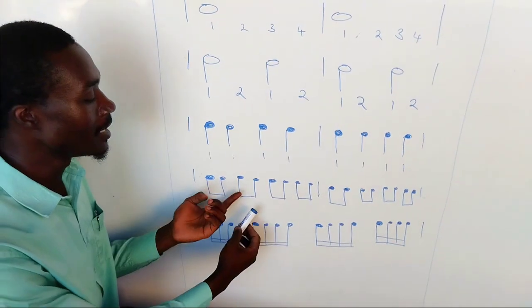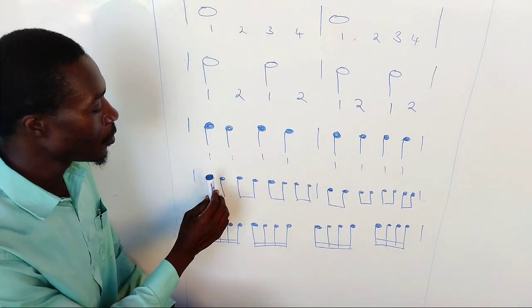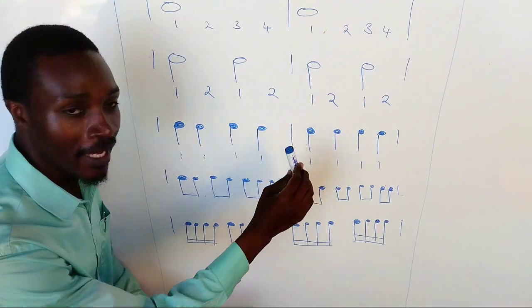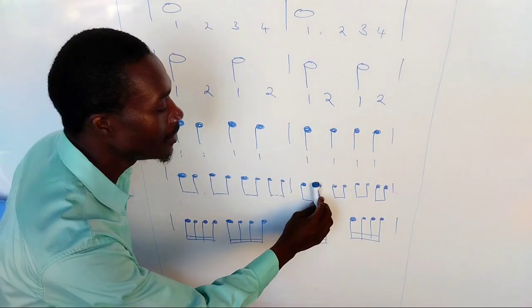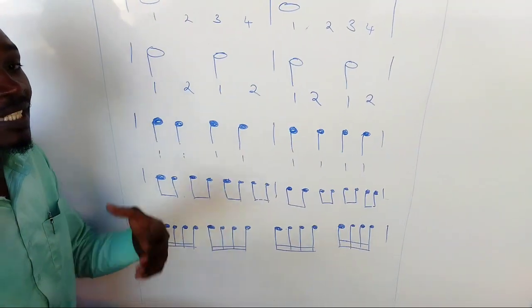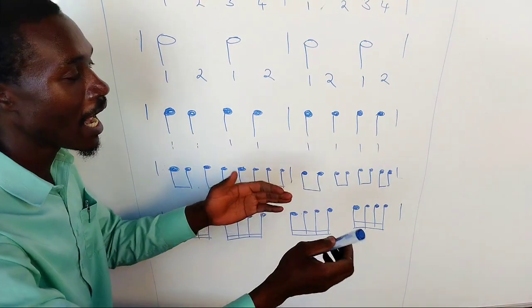This is the first beat, the second beat, the third beat, then the fourth beat in the bar. So you can see 1, 2, 3, 4. Then you can continue 1, 2, 3, 4. You can see that in each and every beat, I'm having two halves of the beat.